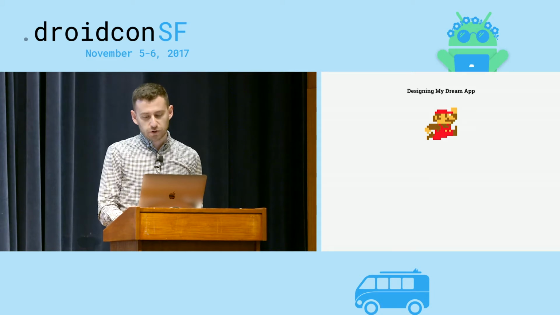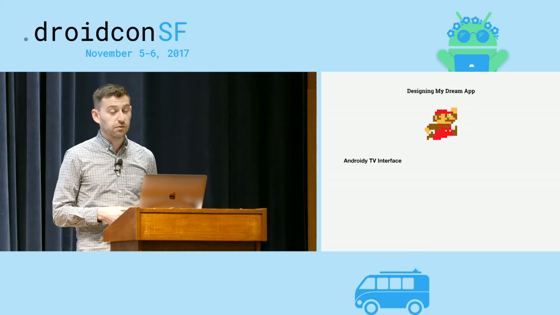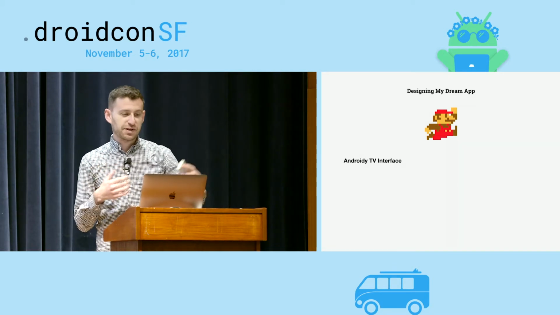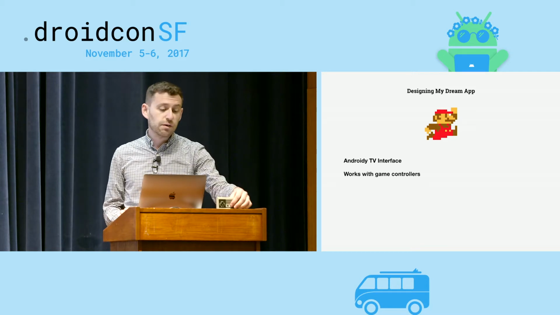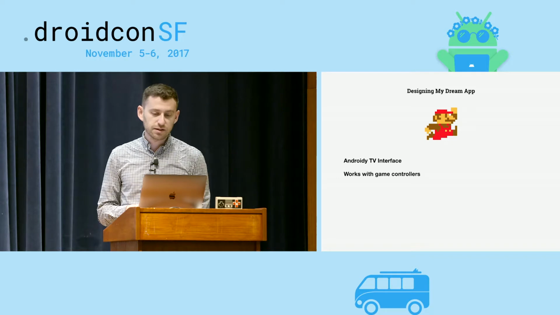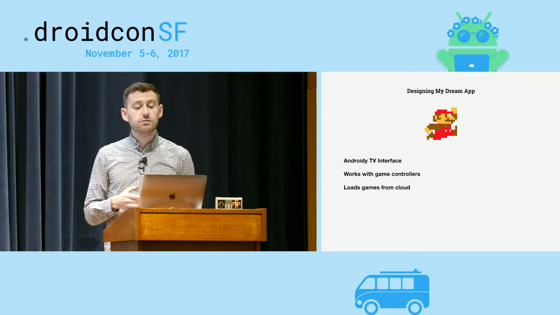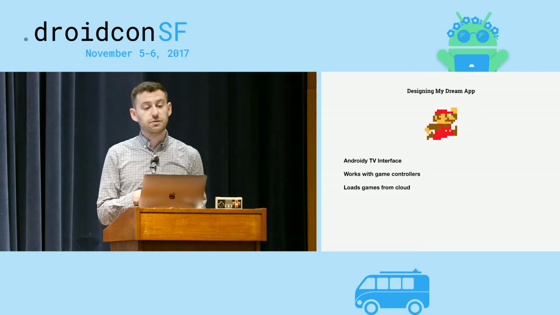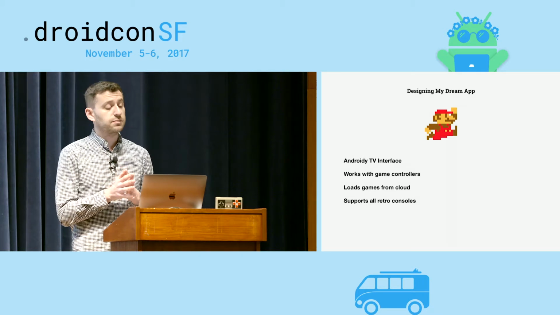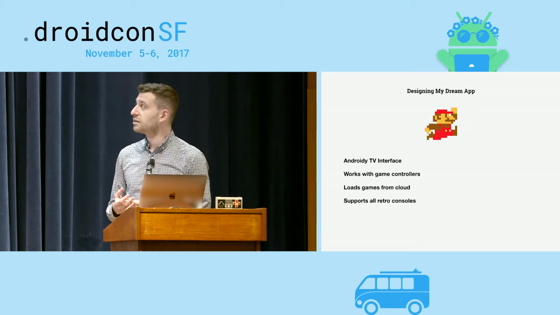So thinking through the requirements, I knew that I wanted an Android TV style user interface that would feel at home on the TV and be designed for sort of that 10-foot experience. I wanted something that would work well with game controllers out of the box, like this controller that I had here. I was looking for the ability to load games from the cloud rather than take up the limited storage that was built into my TV. And I wanted an app, a single app that could support all retro consoles without any additional downloads or configuration.